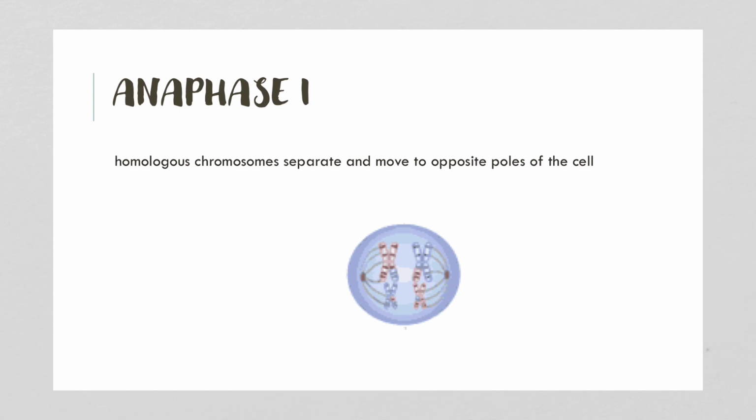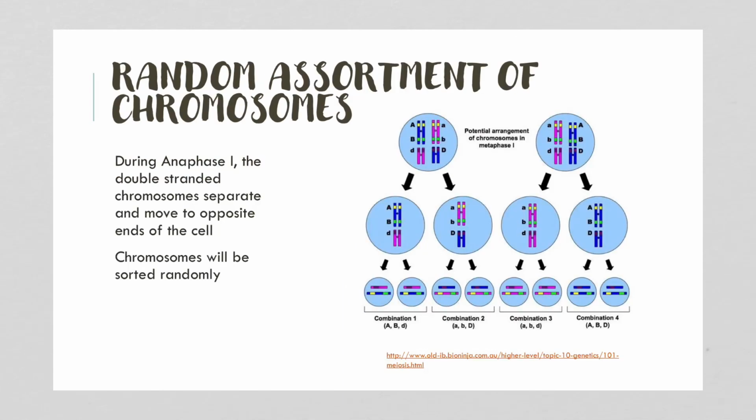The next step is anaphase 1. So the centromeres at this point aren't breaking apart. Instead, the homologous chromosomes are separating and moving to opposite poles of the cell. So we're still taking doubled chromosomes. They haven't split apart. So half the doubled chromosomes are going to one side and half the doubled chromosomes are going to the other side. So we end up with 23 doubled chromosomes in each cell. And again, we'll stress the random assortment of chromosomes. So during anaphase 1, the double-stranded chromosomes separate and move to the opposite ends of the cell. And those chromosomes will be sorted randomly.